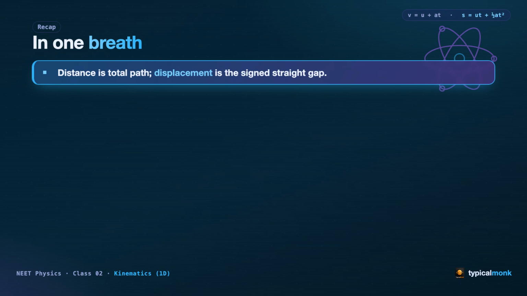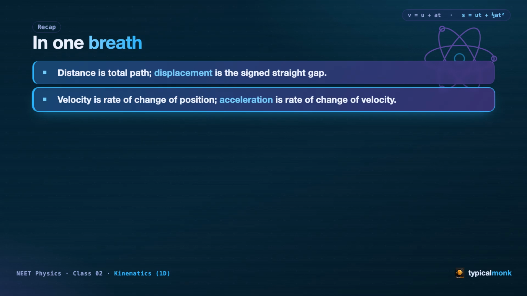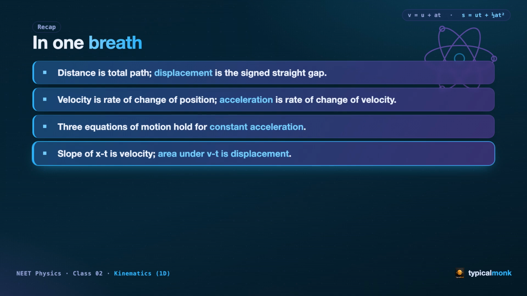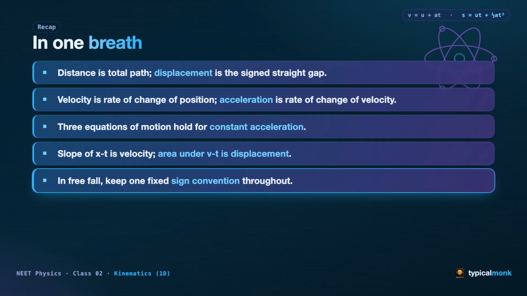Let us gather the whole class in one slow breath. Distance is the total path traveled, while displacement is the signed straight gap between start and end. Velocity is the rate of change of position, and acceleration is the rate of change of velocity. The three equations of motion hold whenever the acceleration is constant. The slope of a position time graph is velocity, and the area under a velocity time graph is displacement. In free fall, fix one sign convention at the start and keep it for the whole problem.